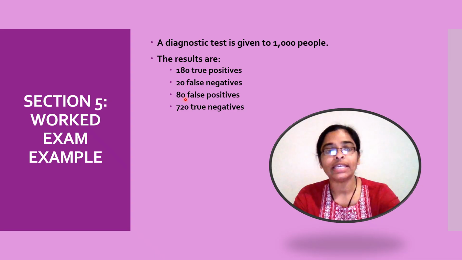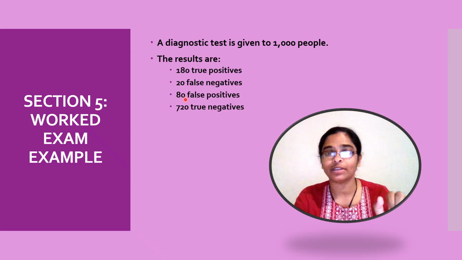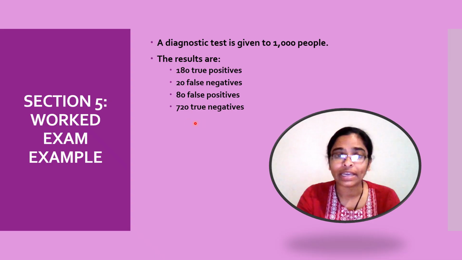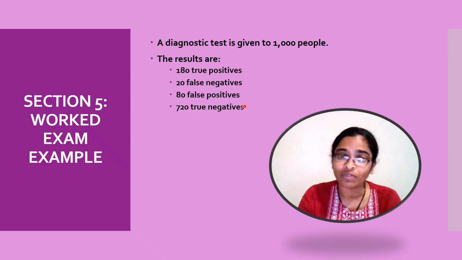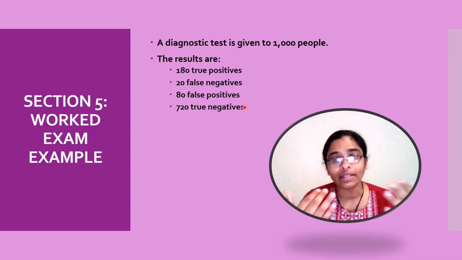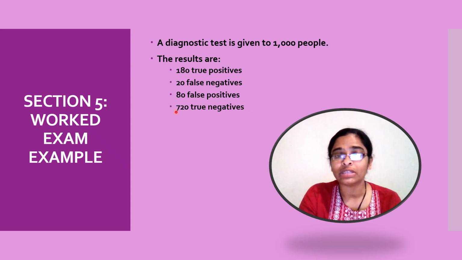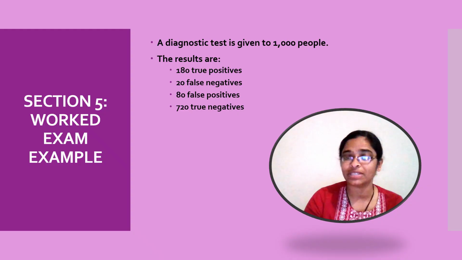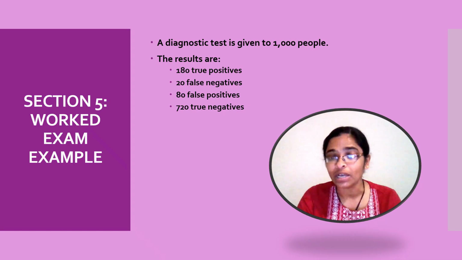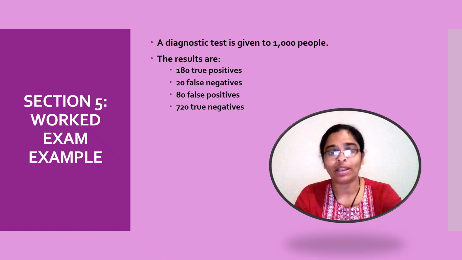Okay, now let's see how we can calculate the negative predictive value. For negative predictive value, the numerator will be true negatives and the denominator will be all negatives. So true negatives in this case is 720, and for all negatives we need to add 720 and 20, so 740. So 720 divided by 740 will be the negative predictive value.